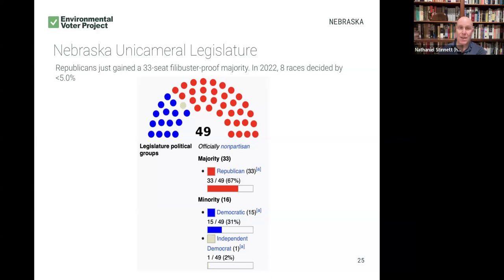But it is right on the edge of delivering filibuster-proof majorities for a Republican governor. And so this is also a really important, high-leverage opportunity.